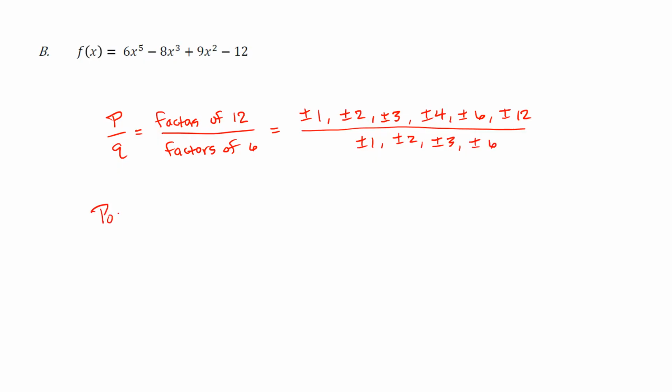So now let's list out all of the possible zeros. So we know all of the values in the numerator divided by 1 are the values in the numerator.